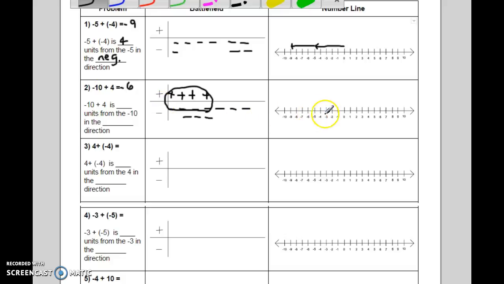Now if I did this number line, I would start with my arrow at -10, and then I know that I'm adding 4 to -10. Now +4 means that I'm adding 4 to the right in the positive direction. So I'm going to count 1, 2, 3, 4, and that's going to take me to -6. So what I can say over here is that -10 plus 4 is 4 units from -10 in the positive direction. I'm just going to put POS for positive.